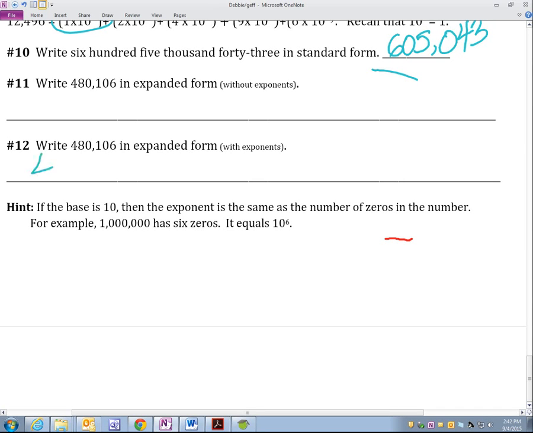So this one is 4 times 10 to the 5th plus, I know that's because I got interrupted by a 7th grader or 6th grader. 8 times 10 to the 4th. You're writing. Plus 1 times 10 to the 6th. Plus 6.